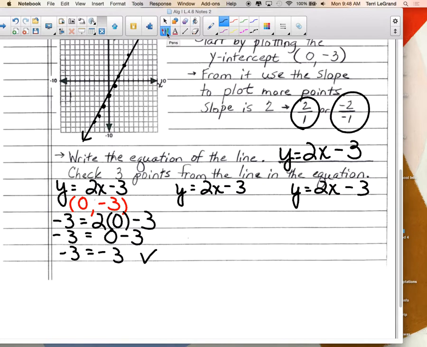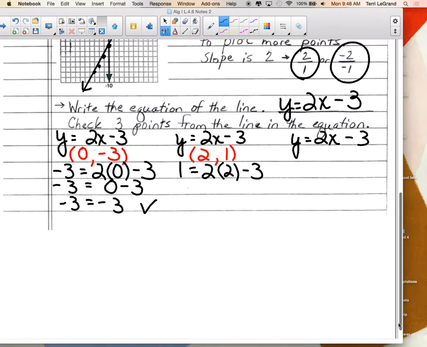AJ? 0, negative, or no, sorry. 2, 1. 2, 1. Okay. So when we substitute it in, what's going in for y? 1. What's going in for x? 2. So you should be doing this with me. 1 equals, 2 times 2 is? 4. And what's 4 take away 3, class? 1. Okay, that point checks out.